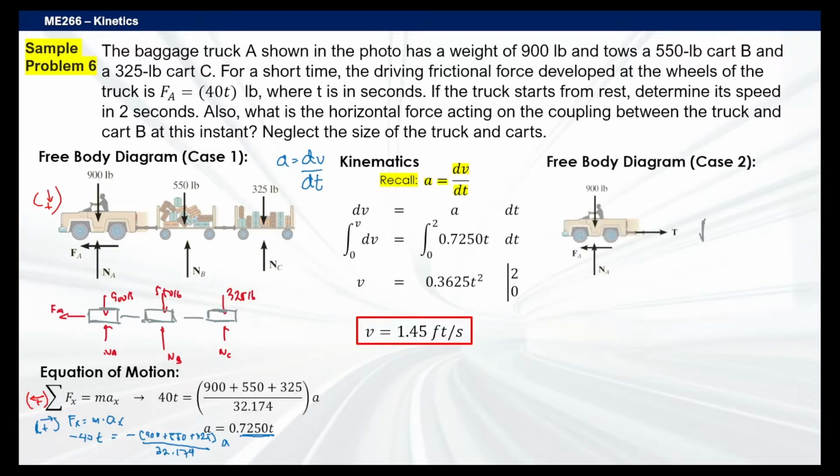And for case 2, all we have to do is establish the FBD between the truck and the coupling, just like so. So it will look something like this. And then we set up our equations of motion. In this particular case, our only concerned motion will be on the horizontal side. So we have this one. Then again, the book follows its direction convention, where it declares that going to the left is positive.